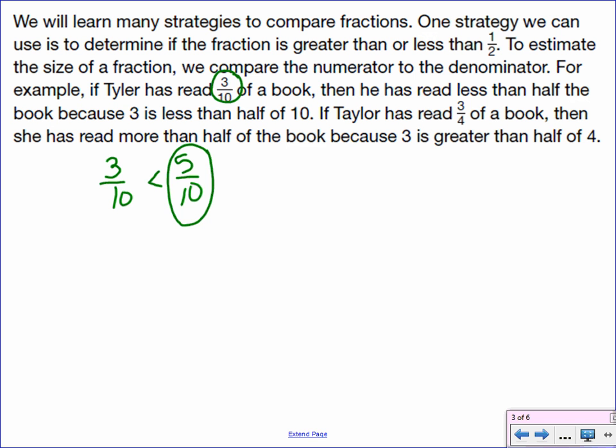And this, we know, would be the same thing as 1/2, because 5 is half of 10. If Taylor has read 3/4 of a book, then she has read more than half the book because 3 is greater than half of 4. So 3/4 is greater than half of 4, which is 2. So the fraction would be 2/4, which is the same thing as 1/2.